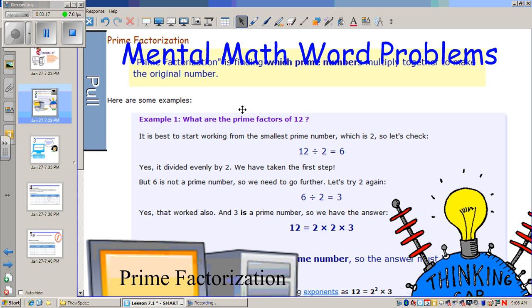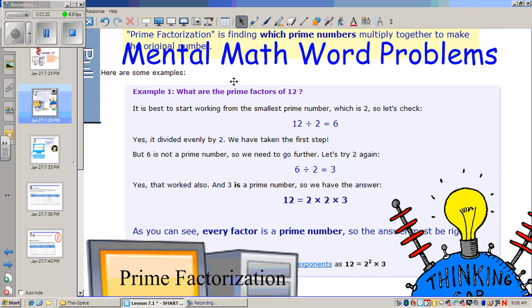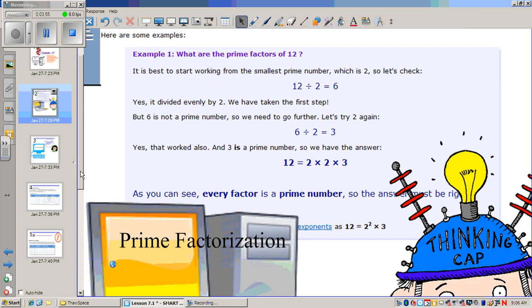All right, so it says, example, what are the prime factors of 12? It is best to start working from the smallest prime number, which is 2, so let's check. 12 divided by 2 equals 6. Yes, it is divided evenly by 2 when we have taken the first step. But 6 is not a prime number, so we need to go further. Let's try 2 again. 6 divided by 2 equals 3. Yes, that worked also, and 3 is a prime number. So we have an answer. 12 equals 2 times 2 times 3. And I know that works because 2 times 2 is 4, times 3 is 12. Very good.